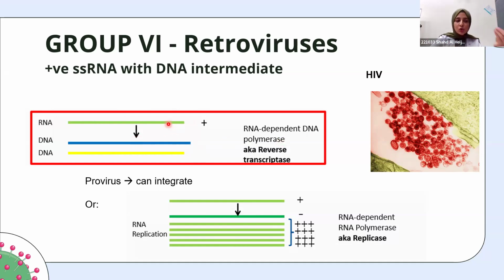So here, the positive strand is used to make a DNA. This DNA is a provirus, so it can integrate into the host cell. Or this positive strand will make the mRNA or the RNA normally. When it makes the RNA normally, that's it, it's replicating. This is replicase enzyme. Or it can form DNA. This DNA will integrate into the host cell genome, and it's going to be part of the host cell genome forever. Okay? This is important in latency.